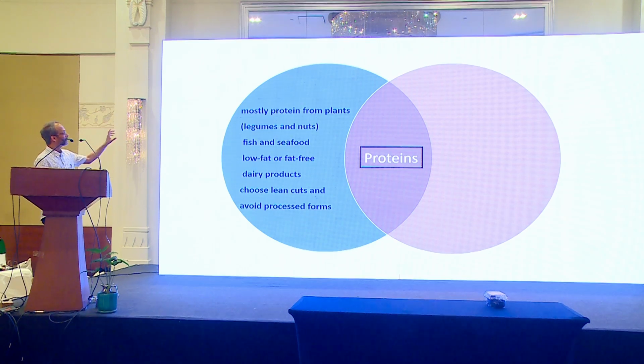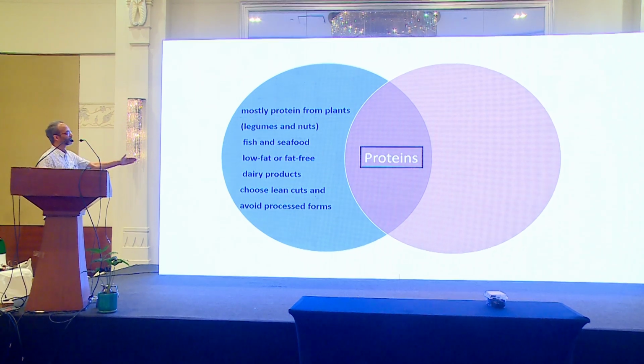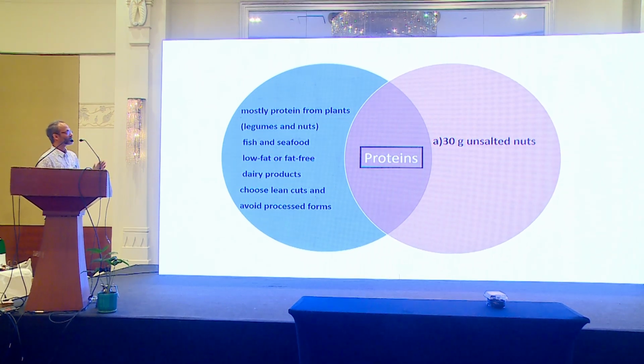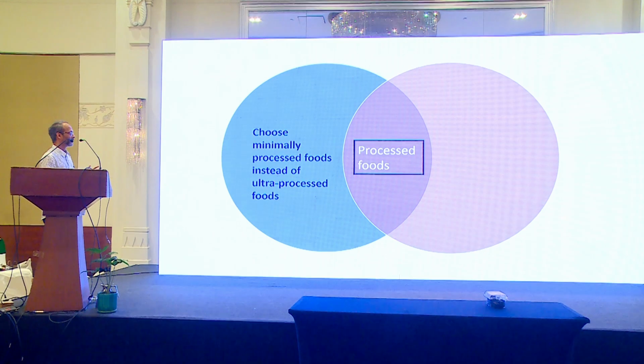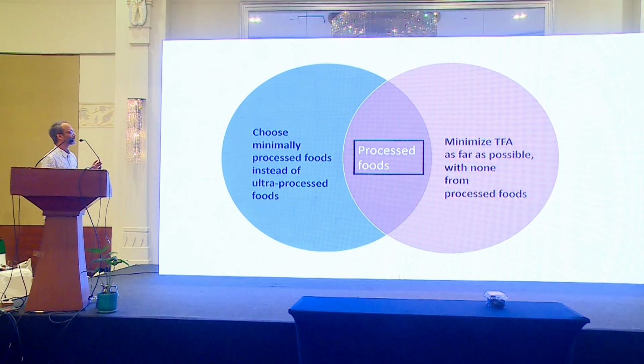Coming to proteins, even the Americans at AHA say prefer proteins from plants. I'm sure the 2025 to 2030 American dietary guidelines are going to focus more on this, because of the environmental effects. So they say prefer plant-based protein and less of the rest. Similarly, the ESC says 30 grams of unsalted nuts per day, fish just 1 to 2 times per week. On processed foods, choose minimally processed foods instead of ultra-processed foods, and again ESC is similar to that.